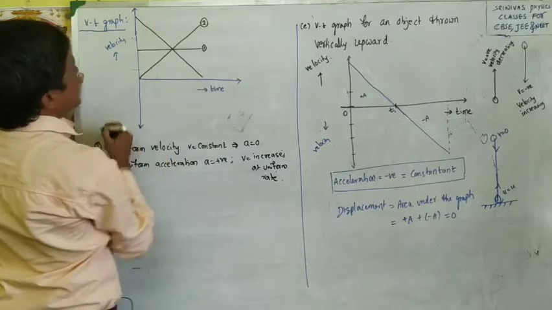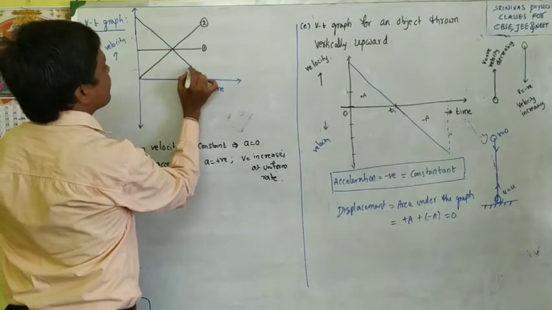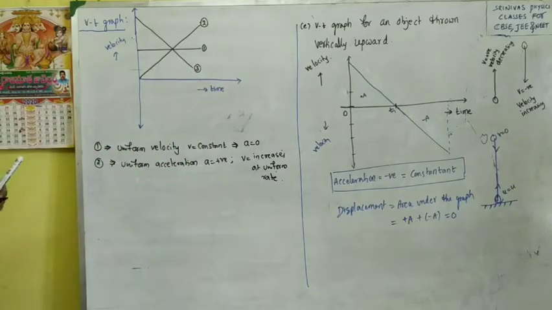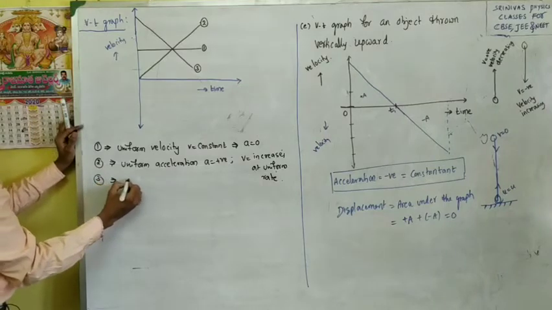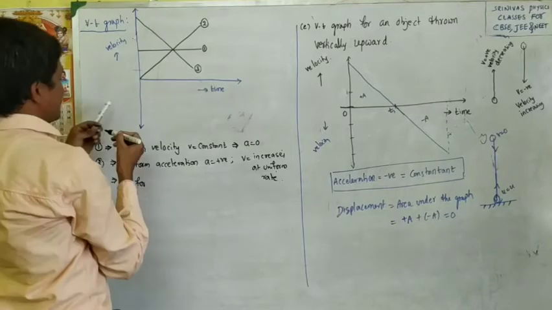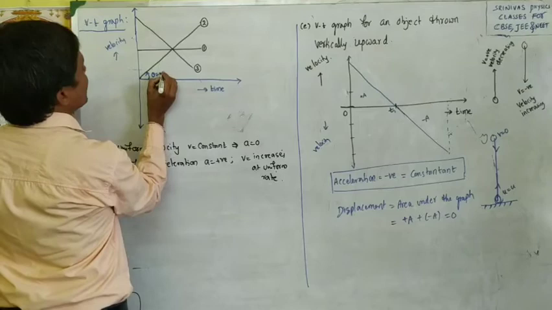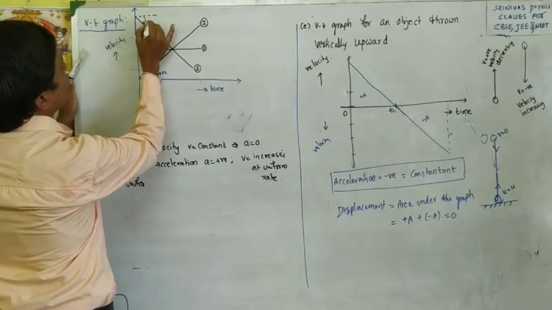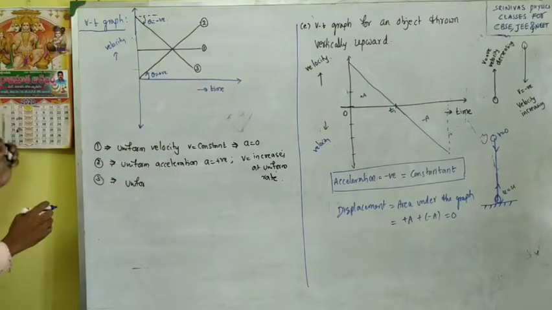This is the graph I am getting, and this is the third graph. Okay, and what is this third graph? The third graph indicates uniform retardation. Why? Here theta is positive, right? Okay, here theta is negative. That's why acceleration is negative for the third graph.